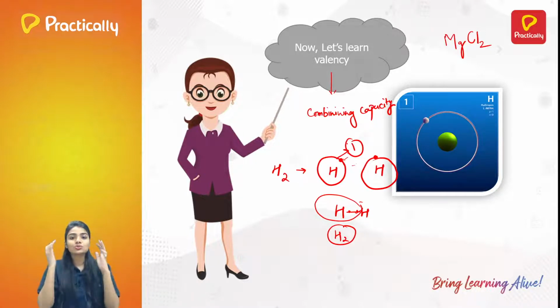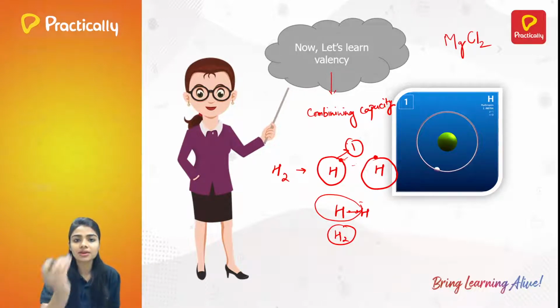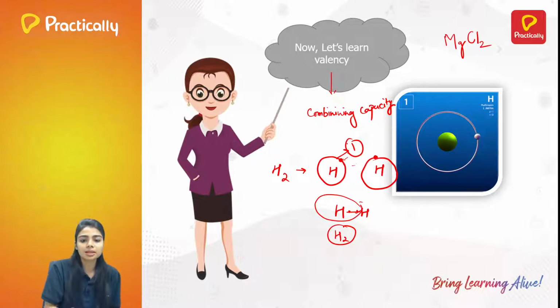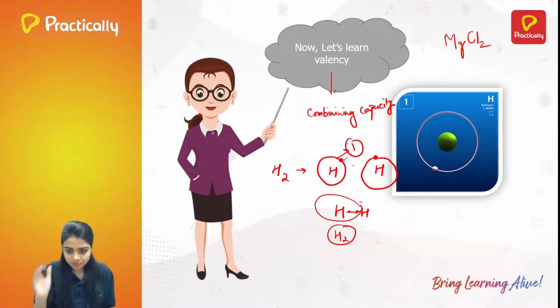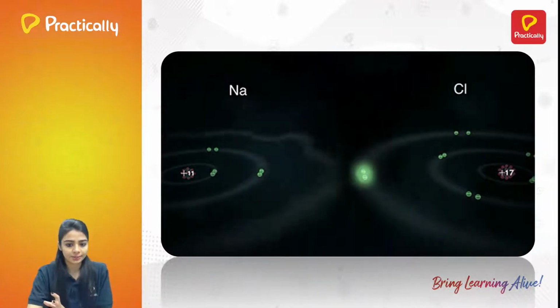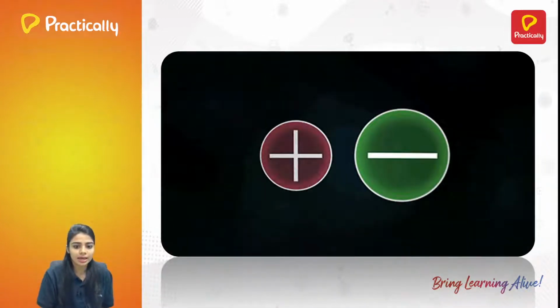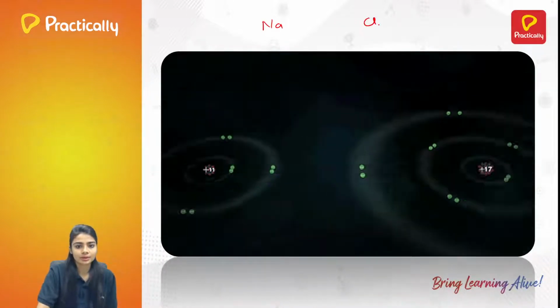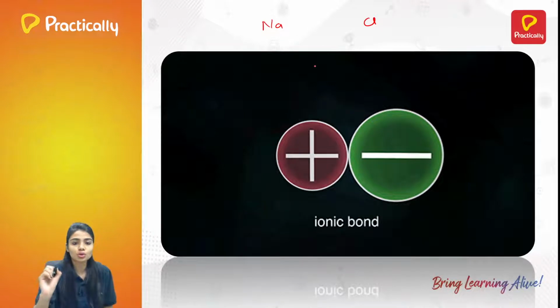So valency is a simple thing. If it is giving or sharing electrons to become stable, that is its valency. For example, if you are still confused, I will give one more example. This is the example of sodium chloride. Now see, here sodium and chlorine.